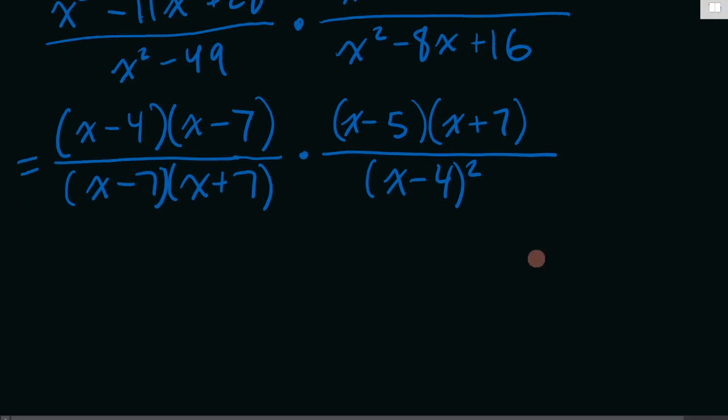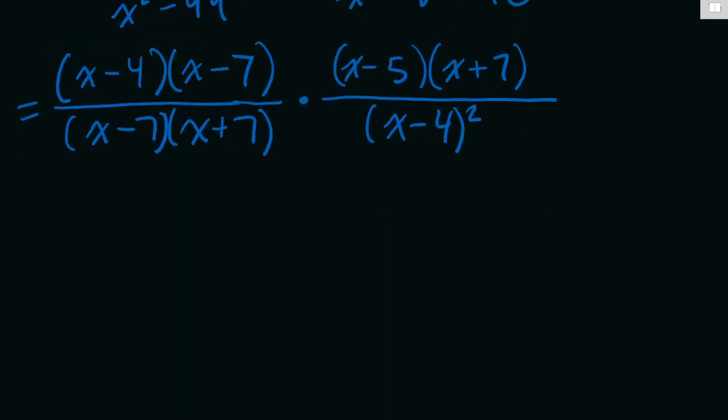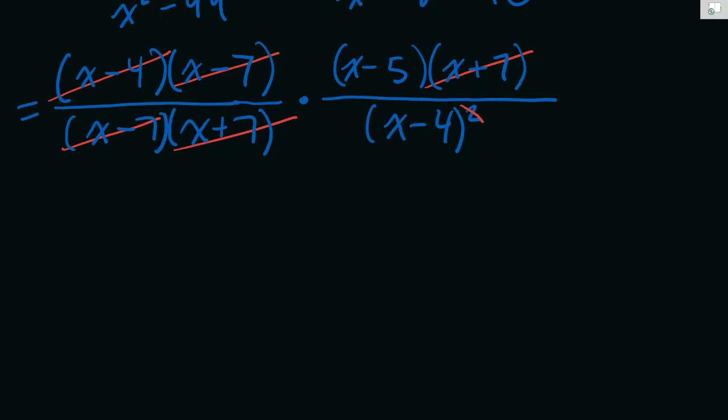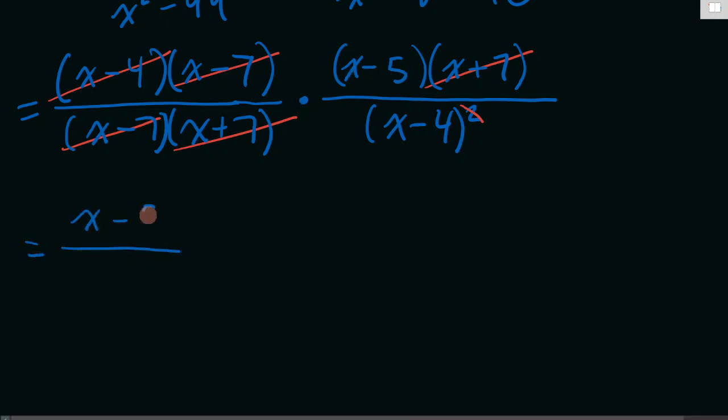All right, so let's just jump right into simplifying what we can. We've got an x minus 7 here and x minus 7 there. Those are going to reduce. We've got an x plus 7 there. We've got an x plus 7 here. Those are going to reduce. We've got an x minus 4 up here, which is going to reduce one of our x minus 4s underneath. So this simplifies to x minus 5 over x minus 4.